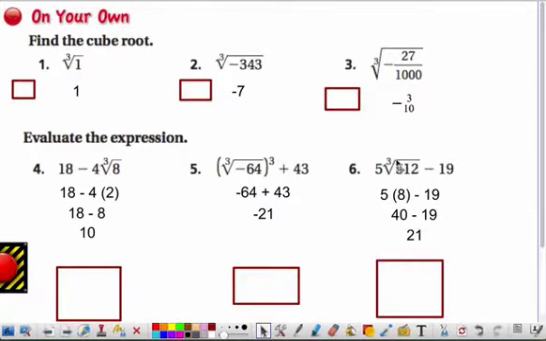Number 6, we have the cube root of 512, which if you do the prime factorization, you'll find out is 8. Then you just follow the order of operations again. 5 times 8 is 40, minus 19 is 21.